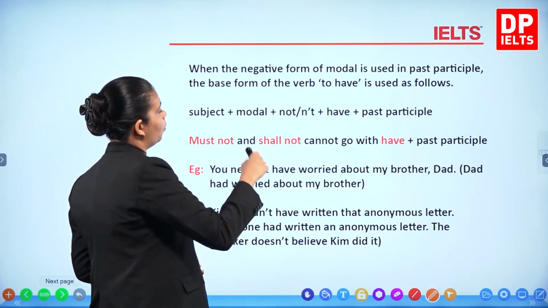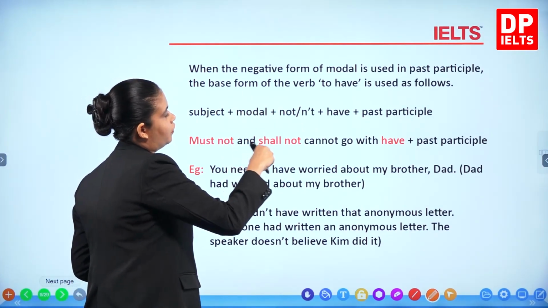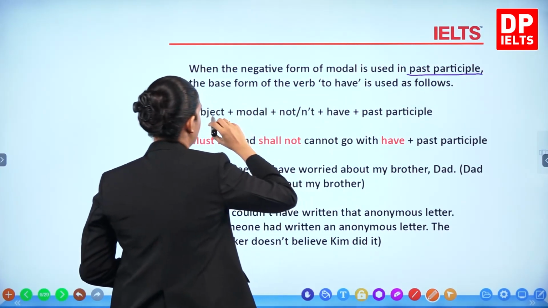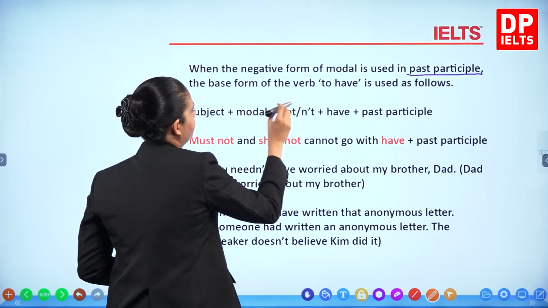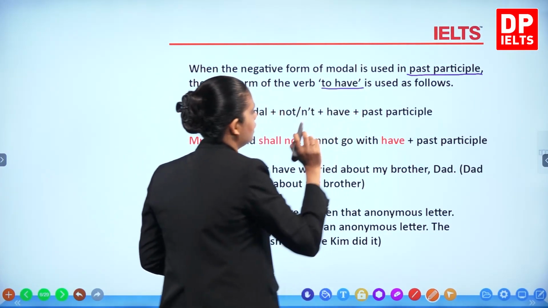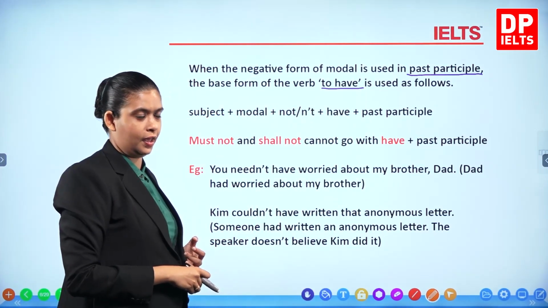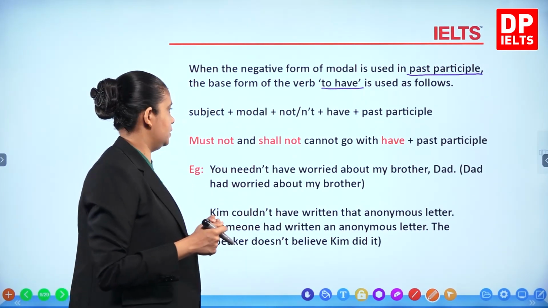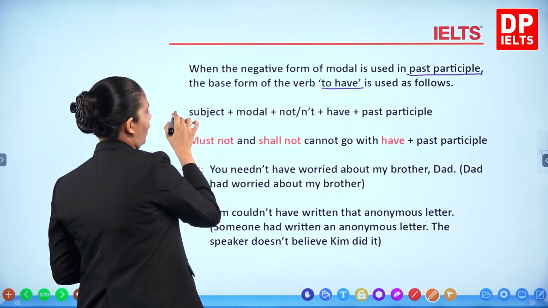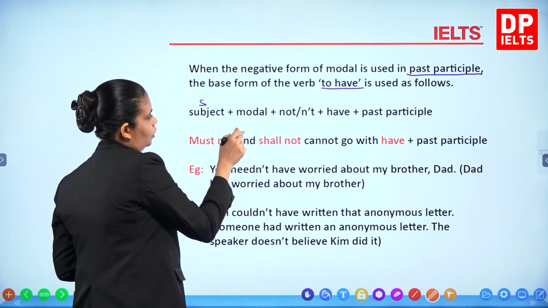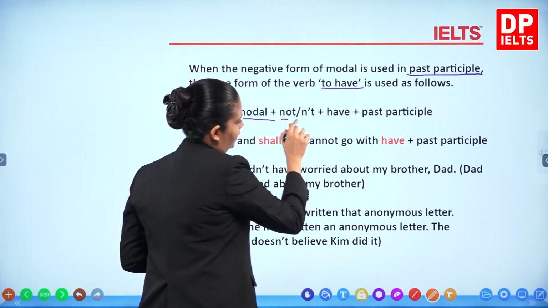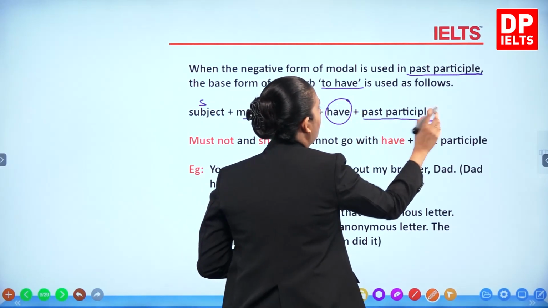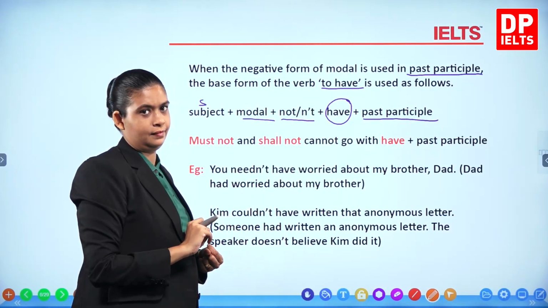Moving on. When the negative form of the modals is used in the past participle, the base form of the verb to have is used. Okay, so now we are writing it in the past participle. You have the subject, you have the modal, you have the negative form, you write have plus the past participle. Okay.